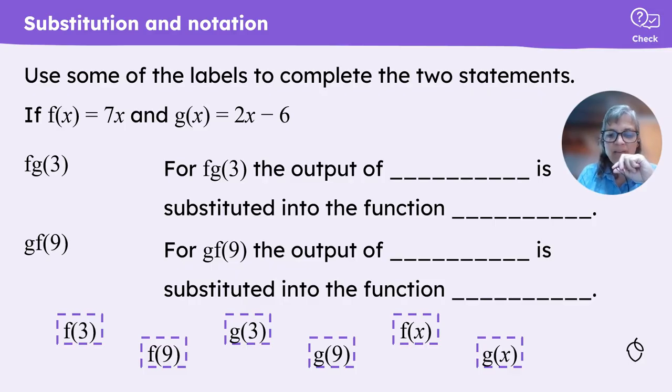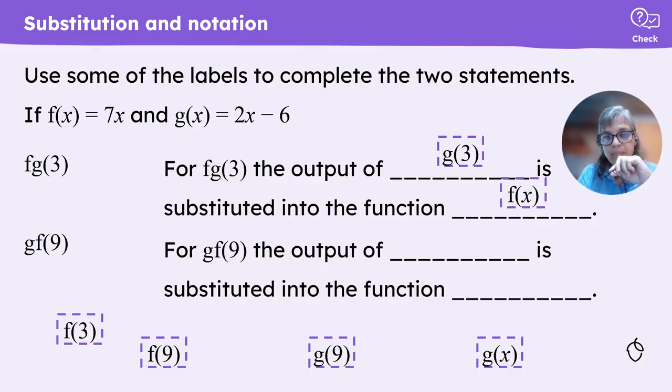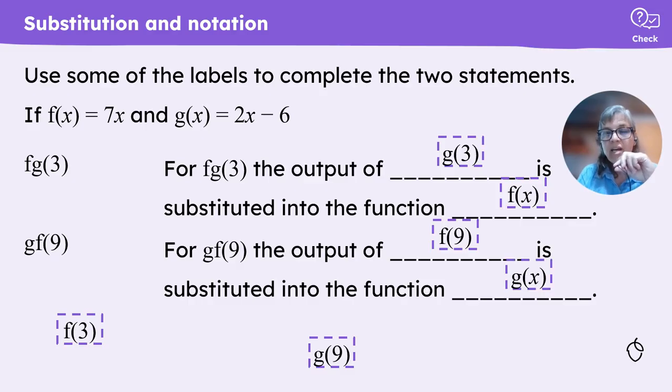Okay, let's see if we got the same answers. If you have fg of 3, the output of g of 3 is substituted into the function f of x. That's what it means. On the other hand, if you had gf of 9, the output of f of 9 is substituted into the function g of x. Hopefully that's starting to be clear.